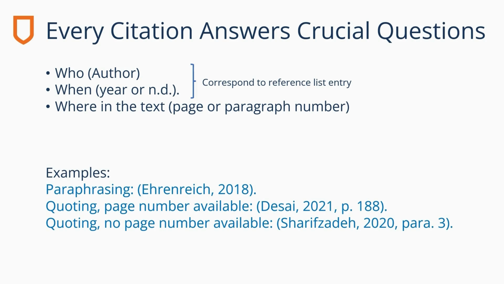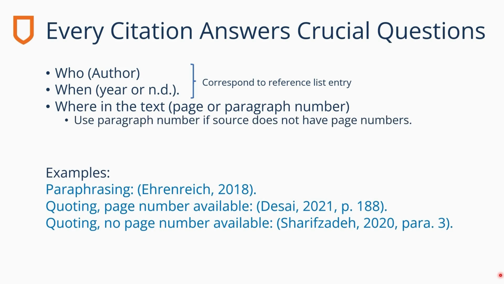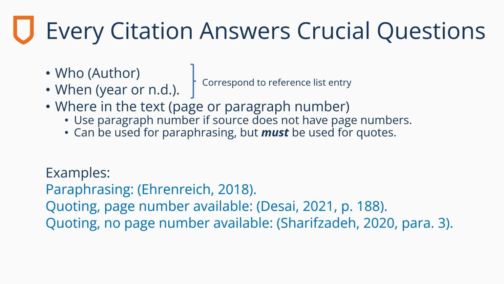If you're quoting, you're also going to provide where in the text you found the information. This is usually a page number, indicated by p. in the examples. Use a paragraph number if no page number is available. You can also see this in the example: para. 3 for the paragraph number because no page number was available. Perhaps it was a web page. And as I said, where must be answered for quotes, but it's optional for paraphrasing. You may want to include a page number when paraphrasing for your own purposes of retracing your steps, or if your instructor asks you to.